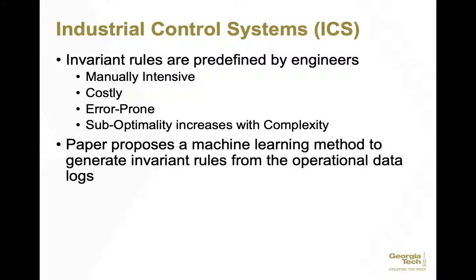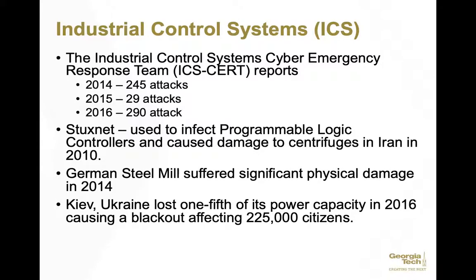So why is it important to detect anomalous states? Well, the Industrial Control Systems Cyber Emergency Response Team reports that in 2014 there were 245 attacks, in 2015 there were 295 attacks, and in 2016 there were 290 attacks. All of these attacks are targeting industrial control systems.